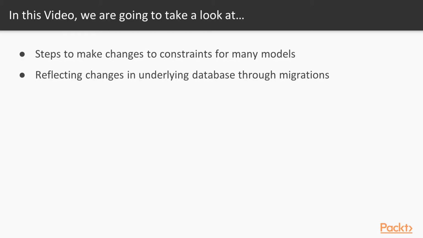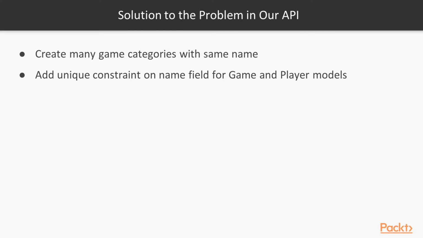In this video, we are going to learn the necessary steps to make changes to the constraints for many models and reflect the changes in the underlying database through migrations. Our API has a few issues that we need to solve. Right now, it is possible to create many game categories with the same name. We shouldn't be able to do so, and therefore we will make the necessary changes to the game category model to add a unique constraint on the name field.